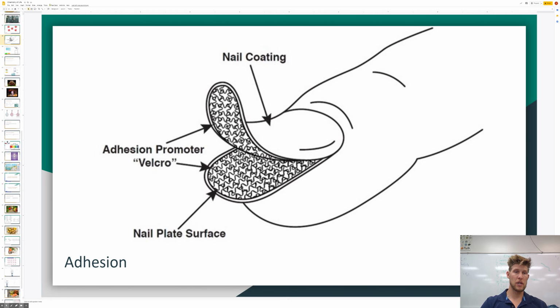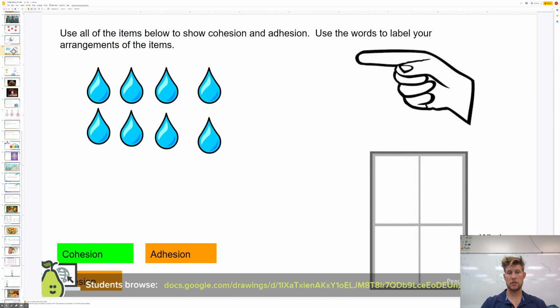So pretty cool. Now, here we'll just talk about this little assignment. In this assignment, you're going to drag and drop the water molecules based on how you're going to show cohesion. So drag and drop, put the water molecules together, or put the water molecules on the finger or the window, and then drag and drop the labels where they need to go.